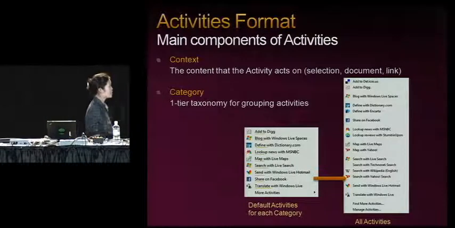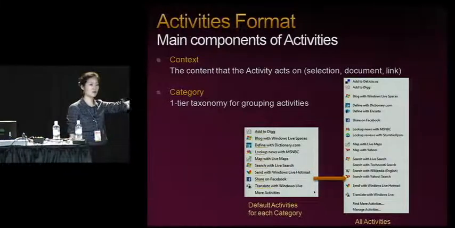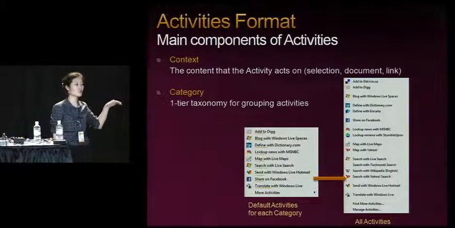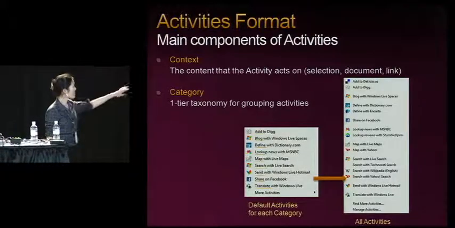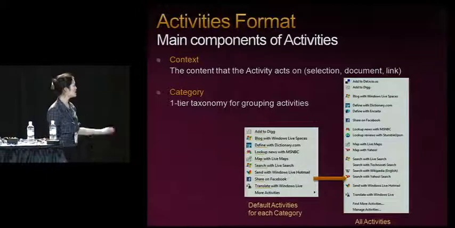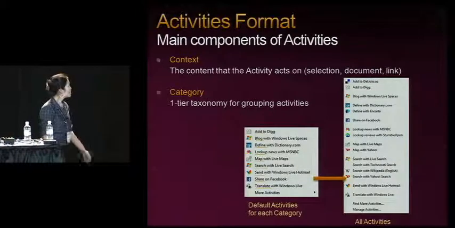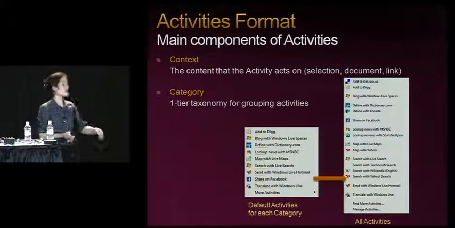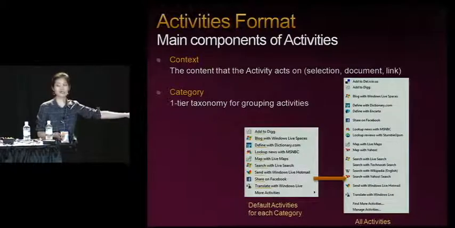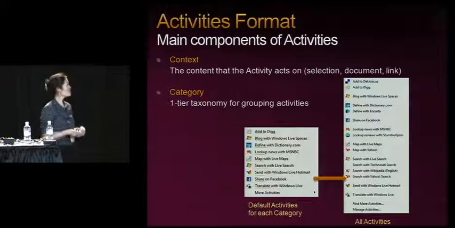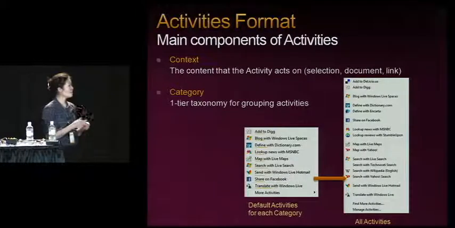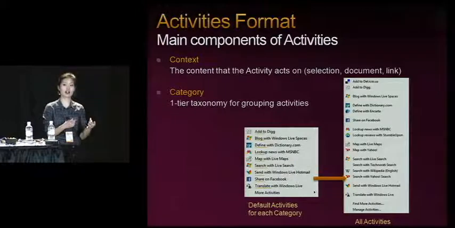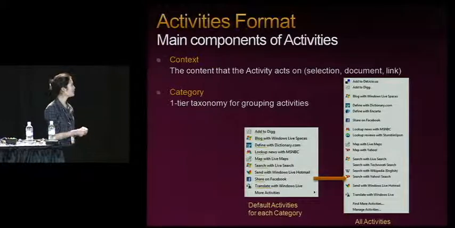What we've done here is in the main activity menu, we list all the defaults for each of the categories. So I have define with dictionary.com and map with Live Maps. But then in my all activity menu, I see all of my activities grouped by functionality. So I can see define with dictionary.com and define with Encarta. And it just so happens that define with dictionary.com is my default.